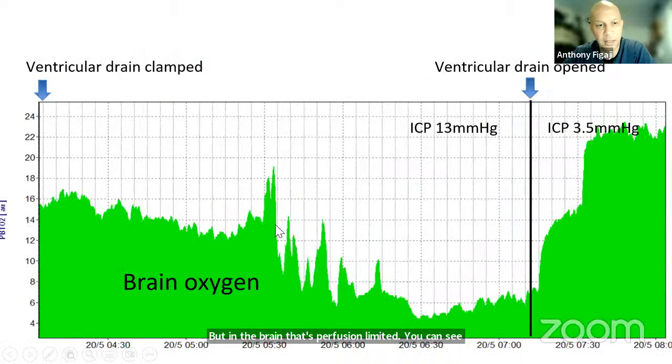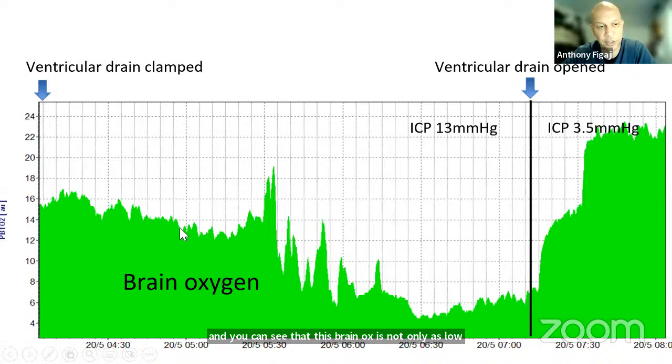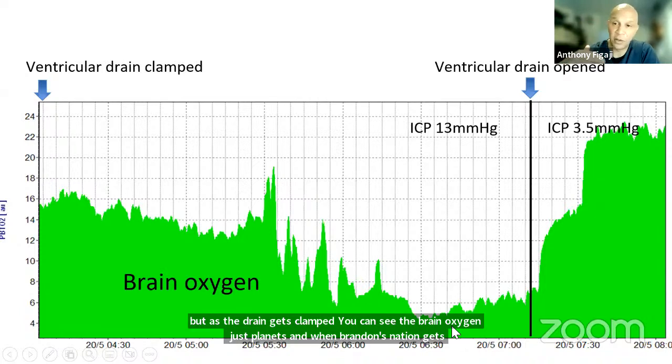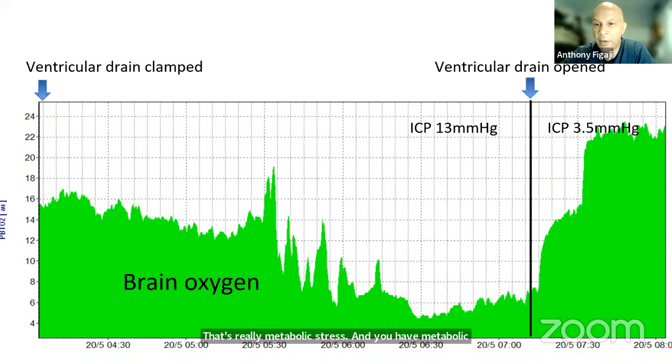And this is another example. The drain was clamped because we wanted to put a shunt in. Normal brain oxygenation should be over 20. And you can see that this brain oxygen not only is low, but as the drain gets clamped, you can see the brain oxygenation just plummets. And when brain oxygenation gets to less than 10 or 8 millimeters of mercury, that's really metabolic stress, and you have metabolic dysfunction and high lactate pyruvate ratio. But you can see when the drain gets opened, the intracranial pressure was only 13 millimeters of mercury anyway.